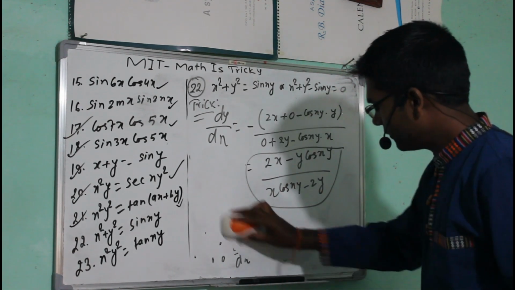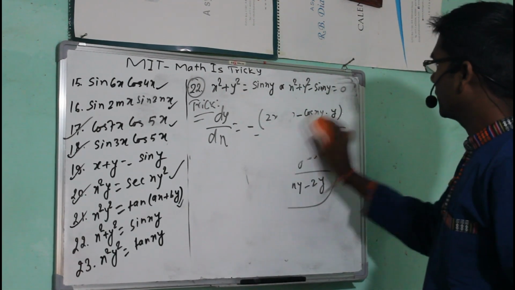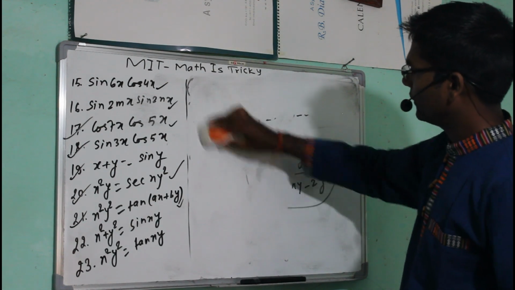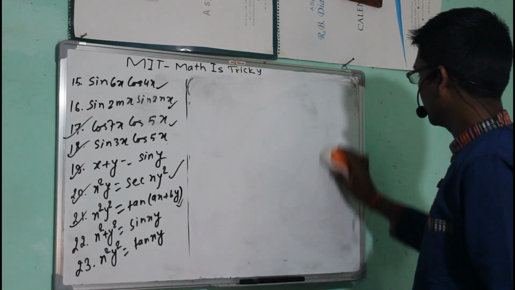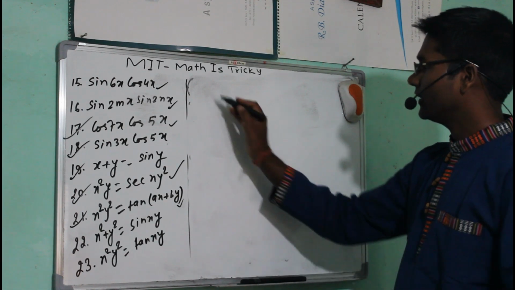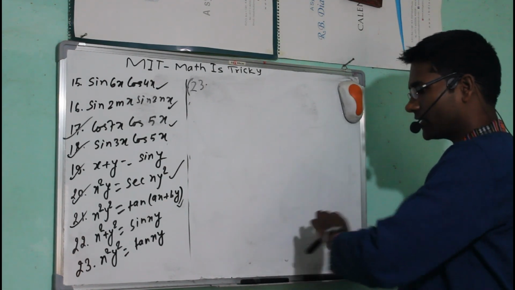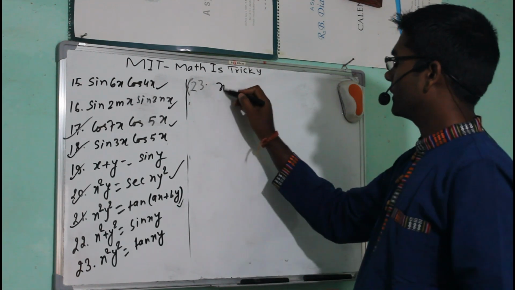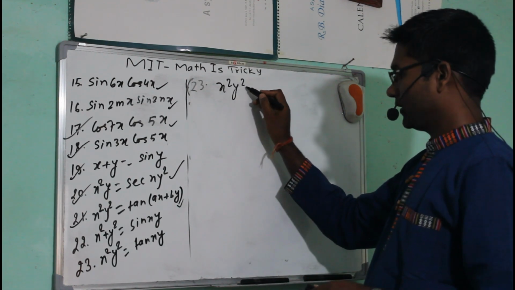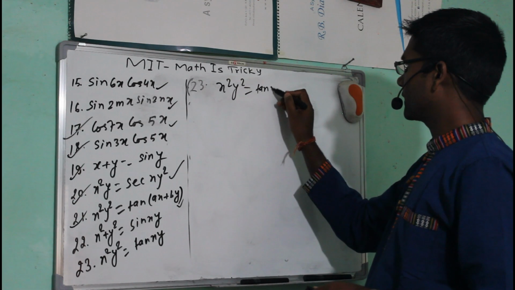Okay, let me solve another question, question number 23. The question is x²y² = tan(xy).